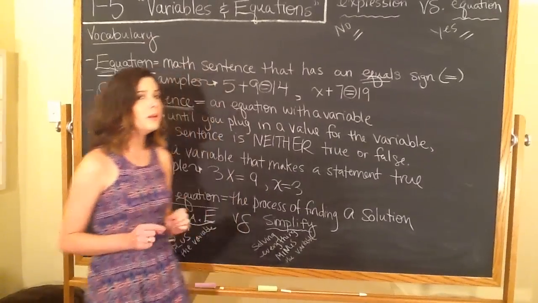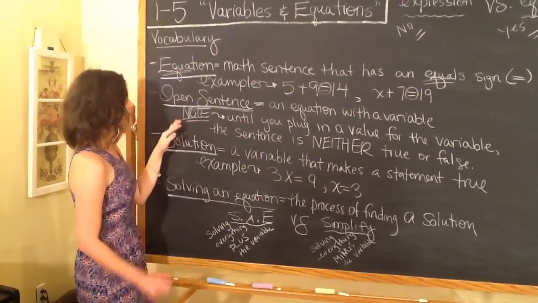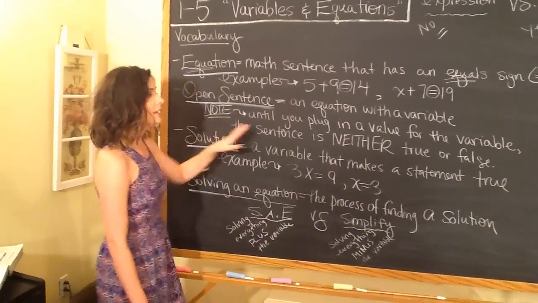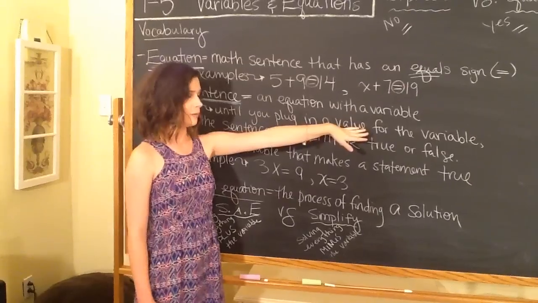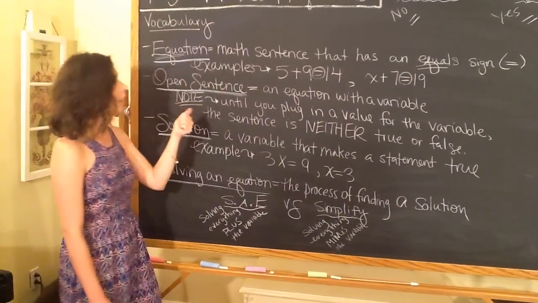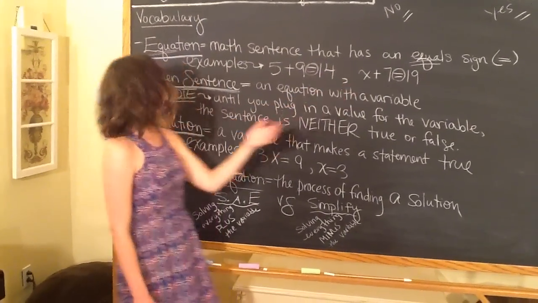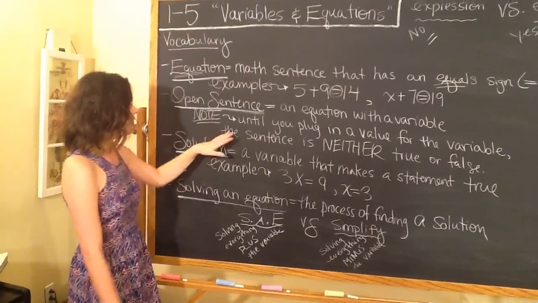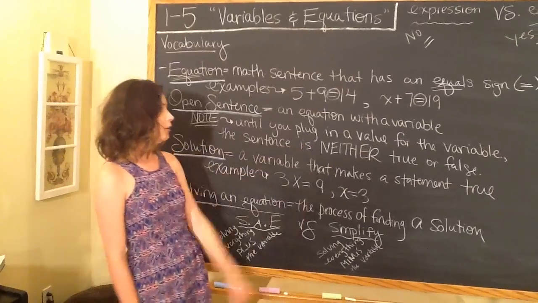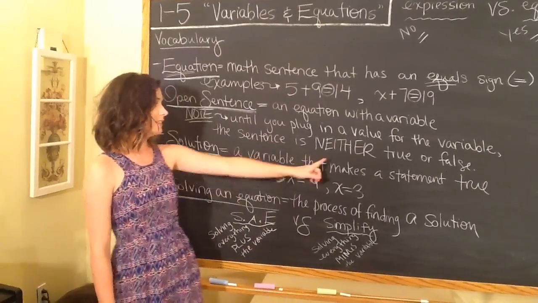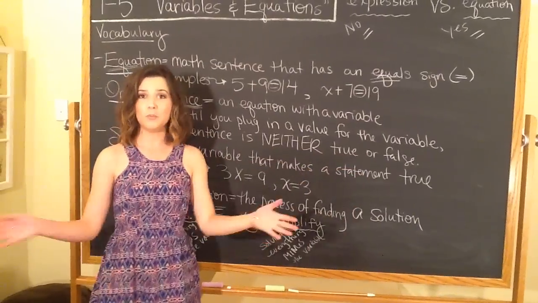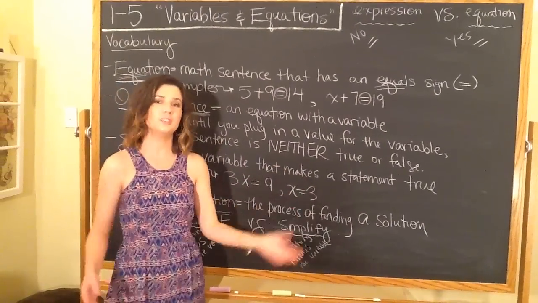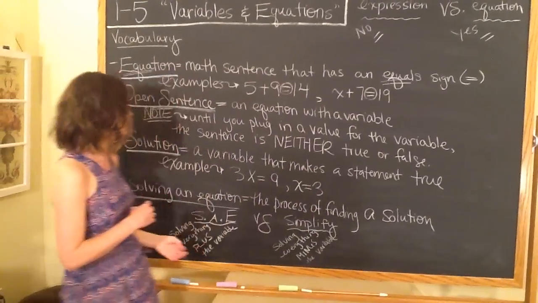But let's talk a little bit more about those equations with variables. An open sentence is an equation with a variable. So, anything that has a variable in it, we're talking about an open sentence. Now, why is it called open? It's because until you plug in a value for the variable, the sentence is neither true nor false. So it's open. It could be true, it could be false. It depends on what number you put in for that variable.